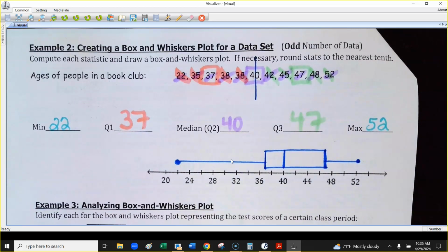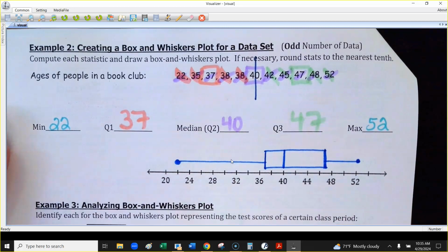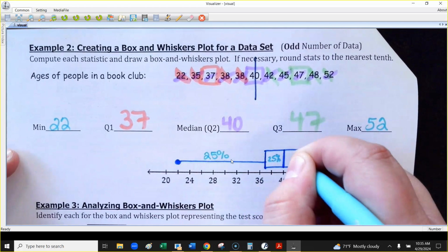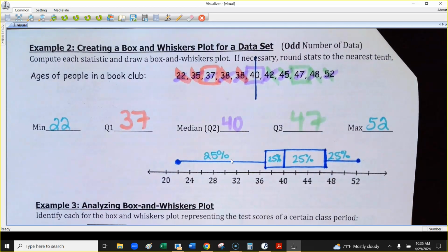So what I would tell you here, if you're looking at this, most of the people's ages in this book club, and actually here, let me just write it on here. So this would be 25% of the people, 25% of the people, each one of these little pieces. So most of these people in this book club are older than 37, right? Because if I get to here, here's the 37. So 75% of the people in this book club are older than that. Only 25% are younger. So more of these people are a little bit on the older end. There's fewer people that are younger in this group. And we'll talk about outliers and things like that a little bit tomorrow, but we're just going to do some basic box plot stuff today.